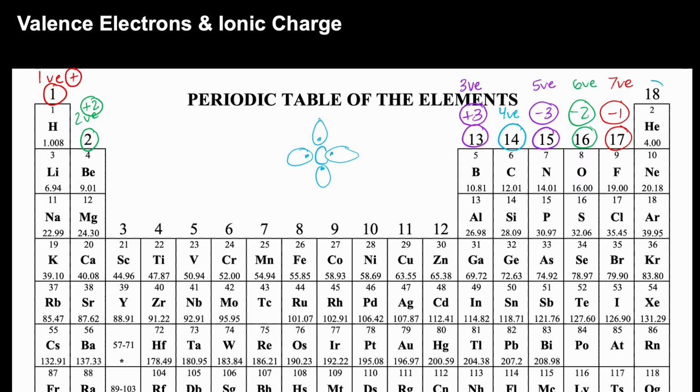With group 18, these are our noble gases. These already have 8 valence electrons. They're already stable, which means they're not very reactive and therefore do not want to bond ionically. And then finally, we have our transition metals between groups 3 and 12. Those actually have multiple charges that they can assume, and we will talk about that later in the year. But for now, let's go ahead and move on to naming ionic compounds.